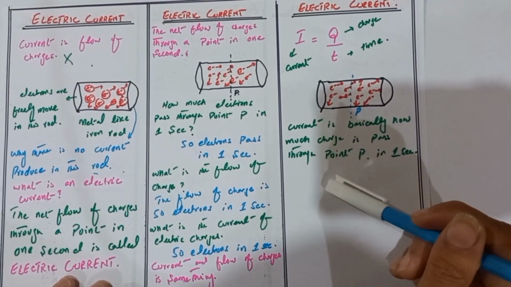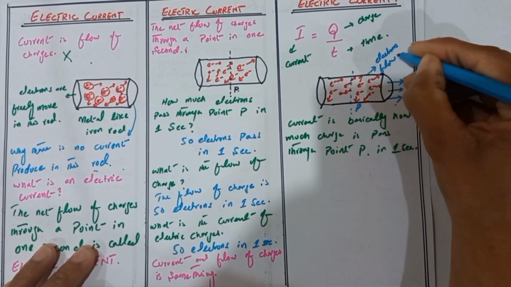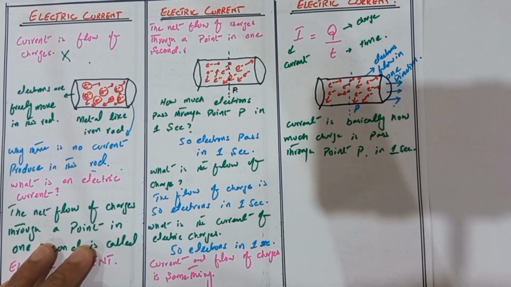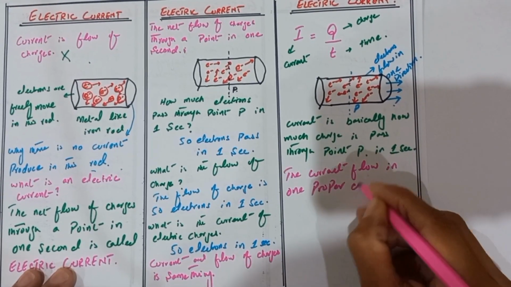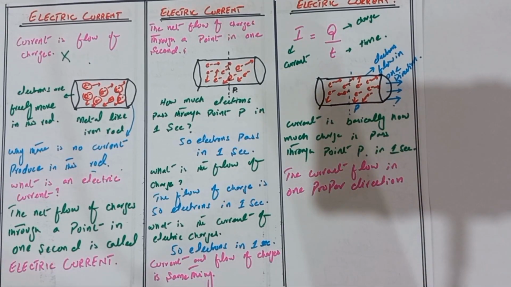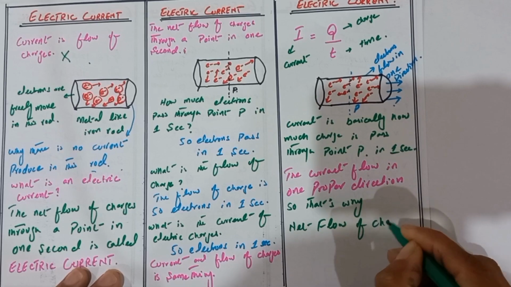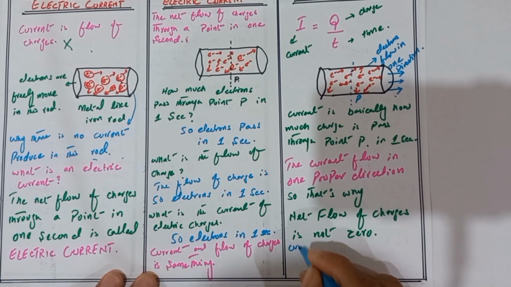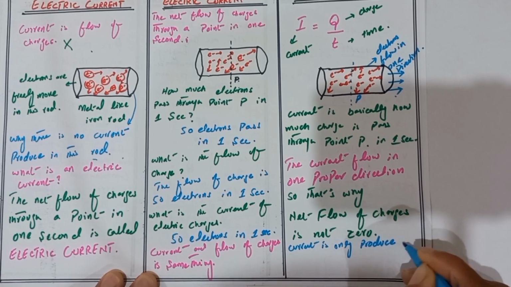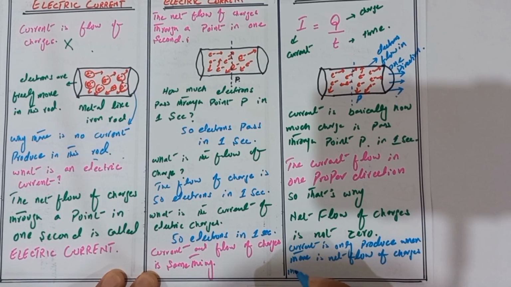Now here is one important point you should note down. We can see that electrons are flowing in one proper direction, so the current flows in one proper direction. That's why we can say that the net flow of charges is not zero. So we can say that current is only produced when there is a net flow of charges through a point in 1 second.